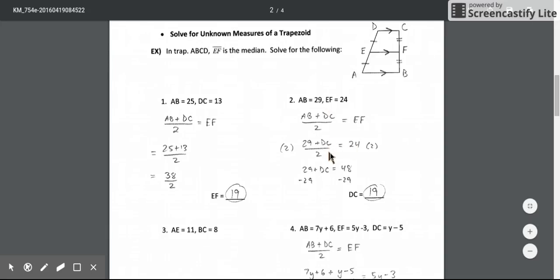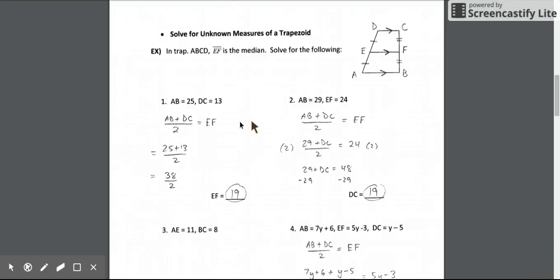To do that algebraically, let's get rid of that division by 2 by multiplying both sides by 2. And now we're left with 29 plus DC equals 48. And we can solve for DC by subtracting 29. And we find that DC is 19.